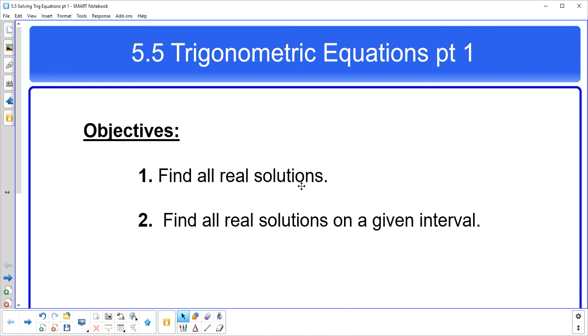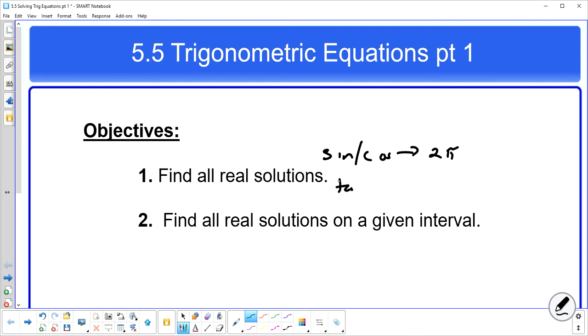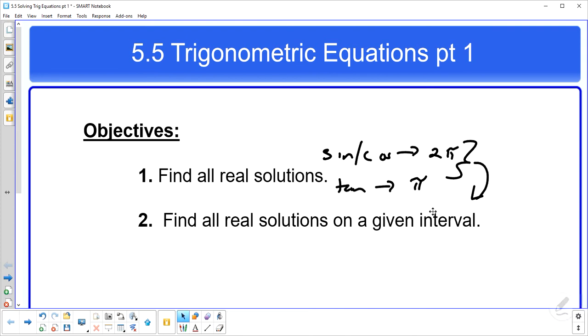solutions because you need to remember that these functions are periodic, meaning they repeat themselves. So one thing, sine and cosine repeat themselves every 2 pi, and tangent repeats itself every 1 pi. Okay, those are going to be the important ones to remember for this. And in particular, we're also going to use these when we start talking about an interval. And usually that interval is going to be between 0 and 2 pi.